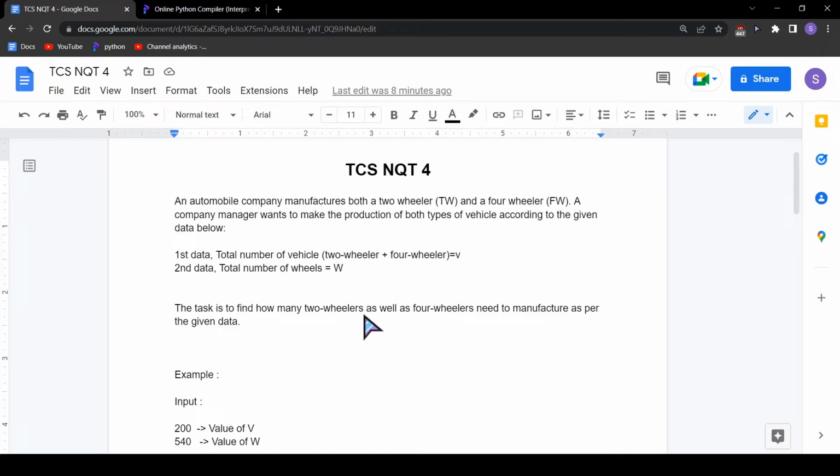An automobile company manufactures both two-wheelers and four-wheelers. A company manager wants to know the production of both types of vehicle according to the given data below. First data is the total number of vehicles, which is V, and second data is the total number of wheels, that's W. The task is to find how many two-wheelers as well as four-wheelers need to be manufactured as per the given data.